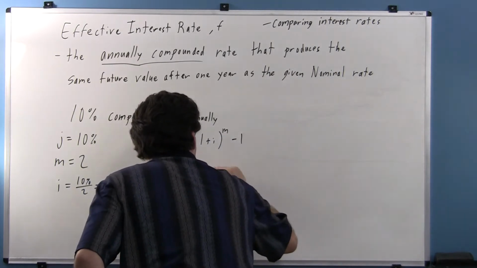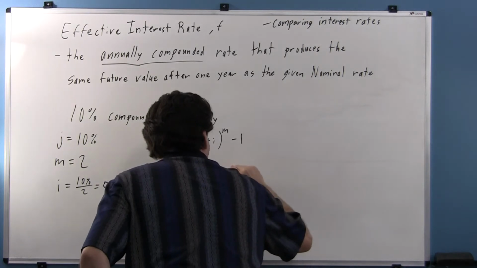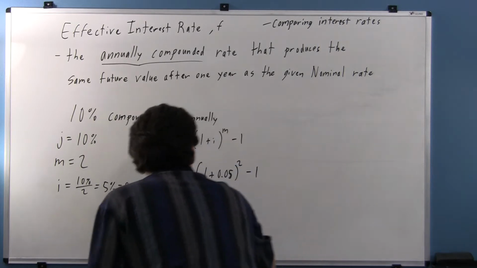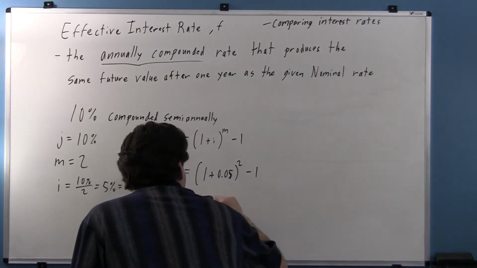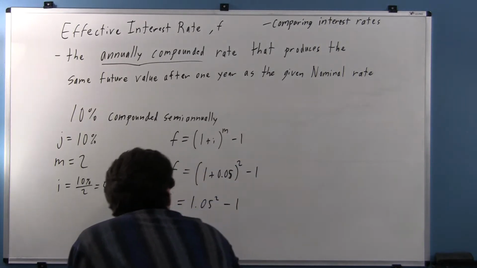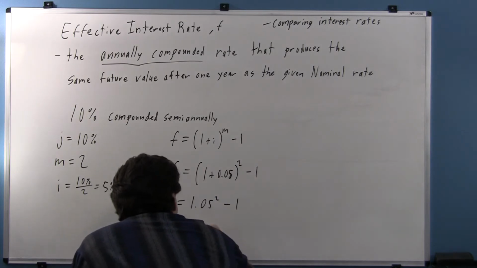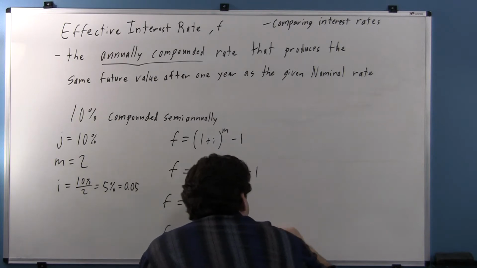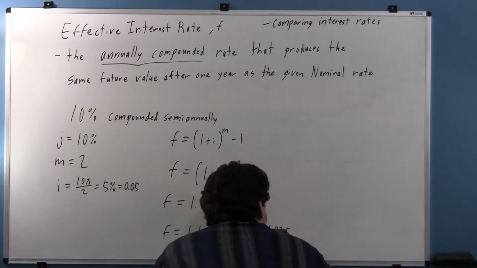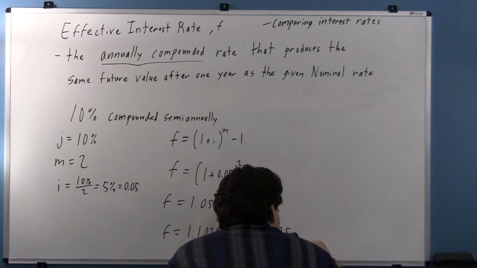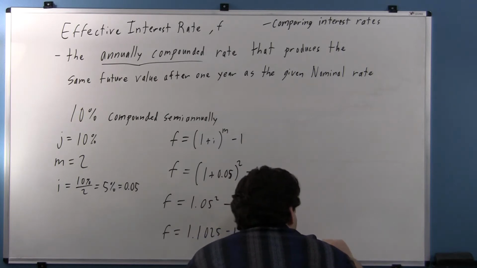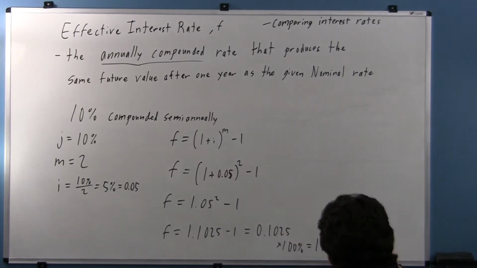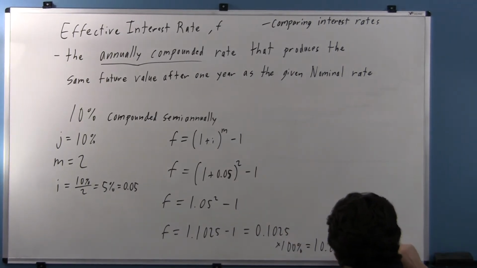So bracket 1 plus 0.05, bracket to the power of 2 minus 1. So that's 1.05 to the power of 2 minus 1. That's equal to 1.1025 minus 1, which is equal to 0.1025. And if we times that by 100%, turn it back into percent form, that is 10.25%. And again, that is compounded annually.